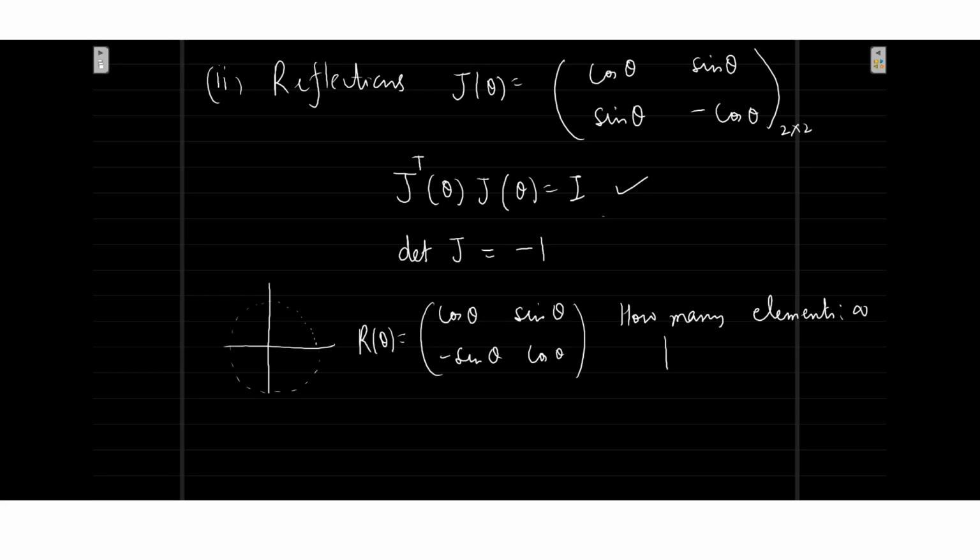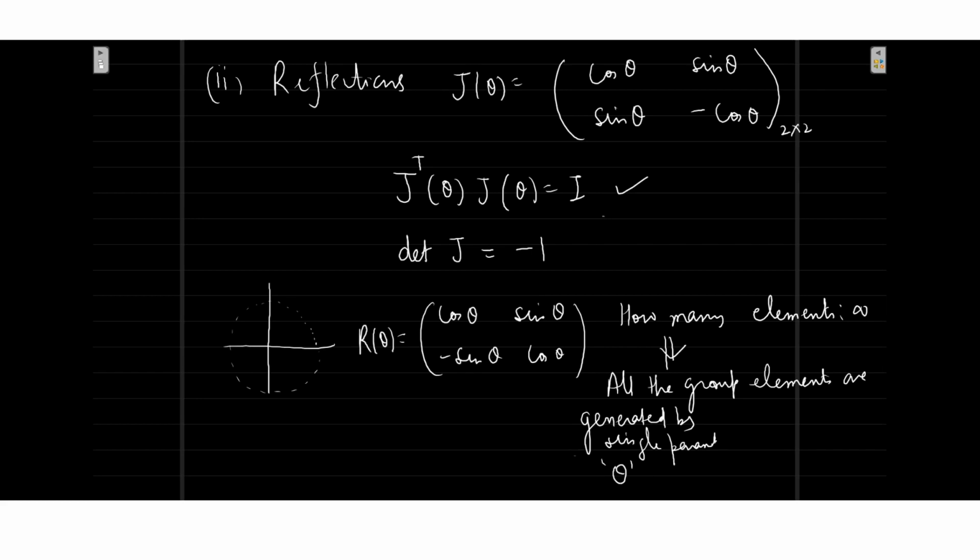But there is an interesting thing about this here, that all the group elements are generated by a single parameter. What is that? Theta. If you change that parameter, you will get a new element. So you need only one parameter to generate all the elements of the group.